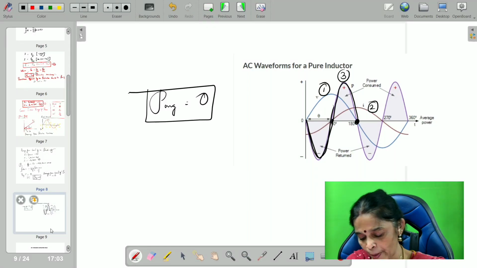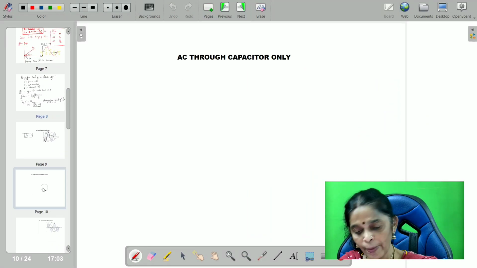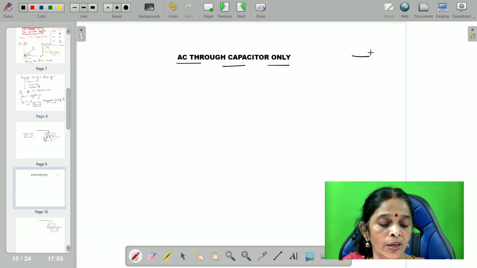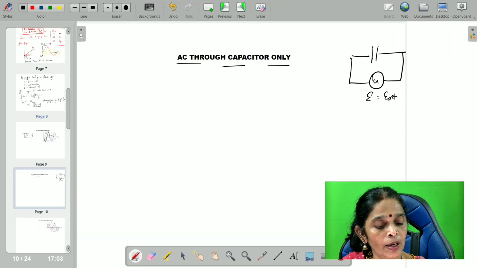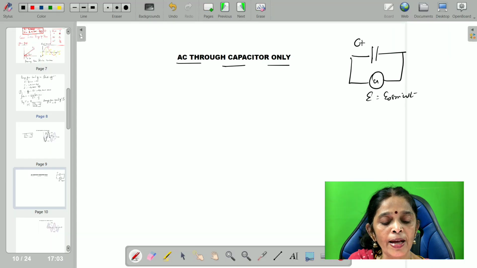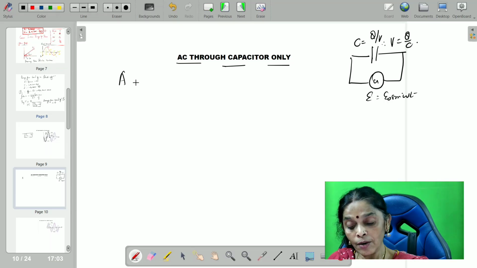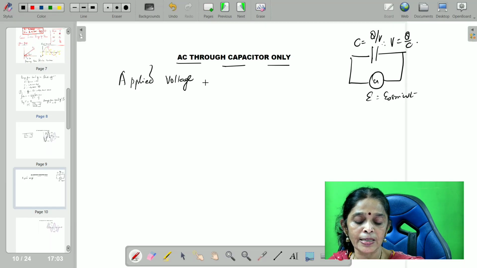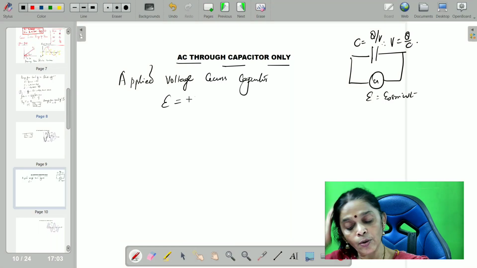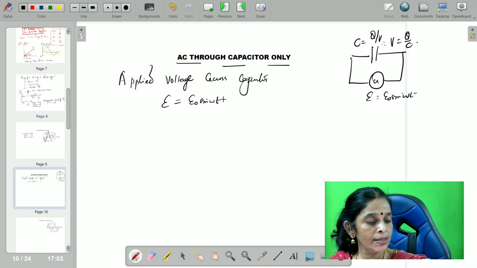So come on, let us see the capacitor next. AC through a pure capacitor only, connected across the AC source. So this is E is equal to E naught sin omega t. And we know that capacitance C is equal to Q by V, so therefore V will be equal to Q by C. As usual, you have to take the applied voltage across the capacitor. So that will be E is equal to E naught sin omega t. Is it correct, children?